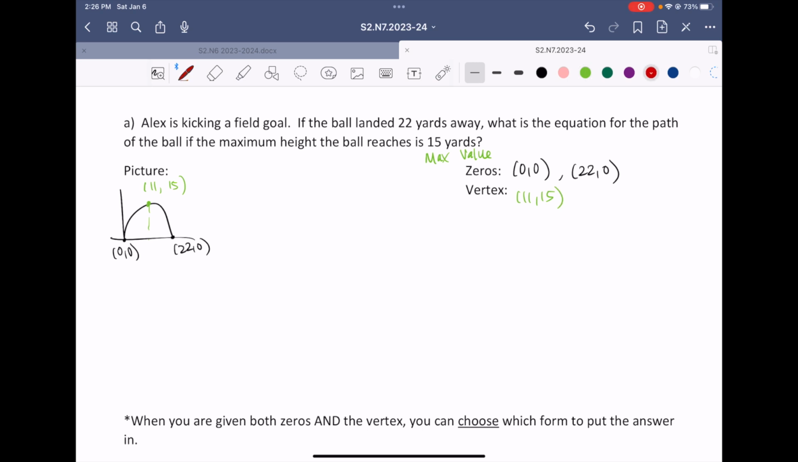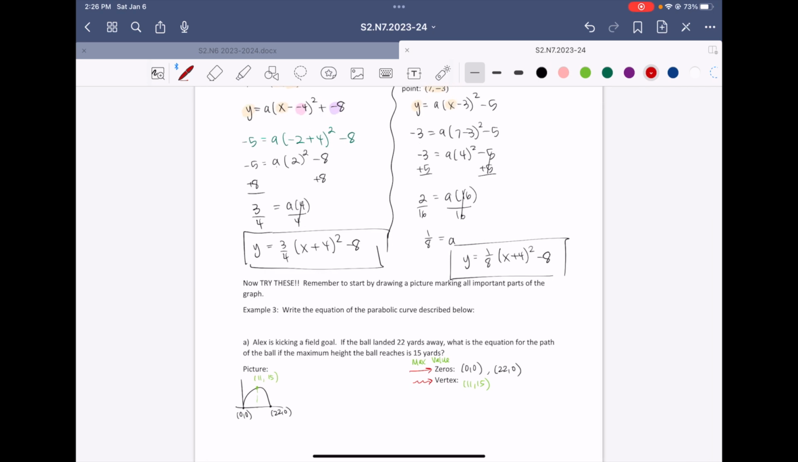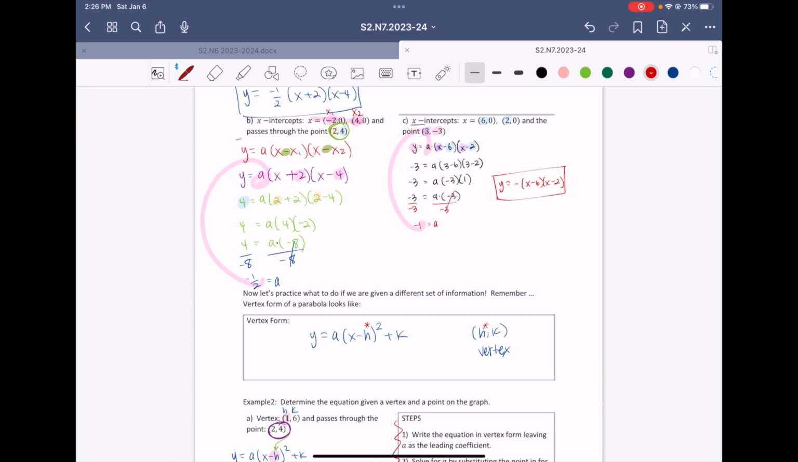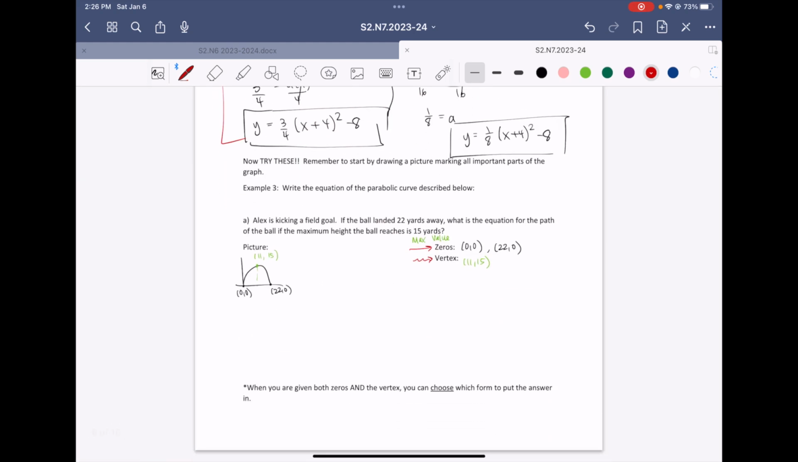Now, sometimes you're only going to be given zeros, you have to use that form. Sometimes you're only going to be given the vertex, you have to use that form. In this case, you're given both. So you can choose which form you like better. Personally, going through the math, just eyeballing how many steps that took, I kind of think intercept form might be the more simplistic form.